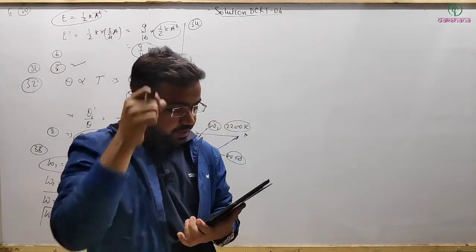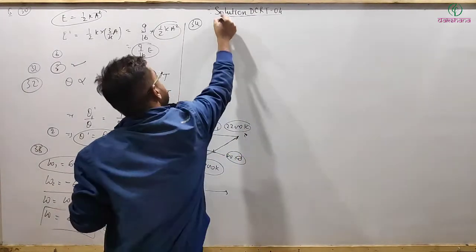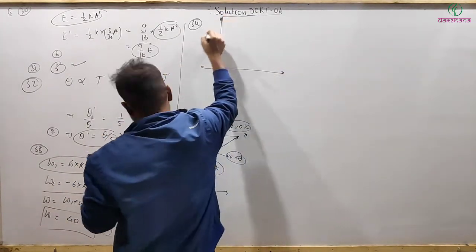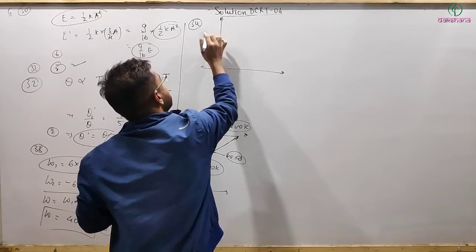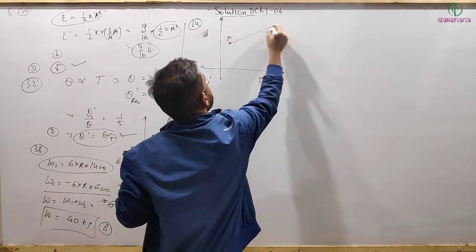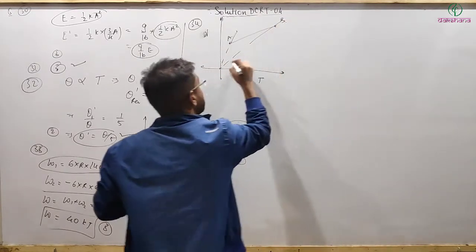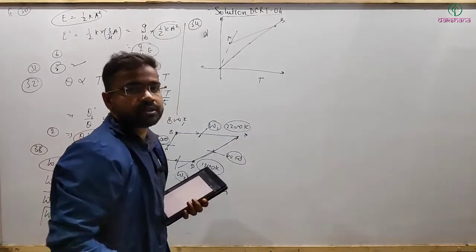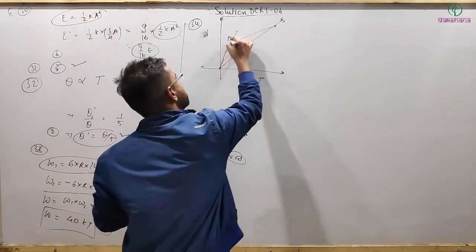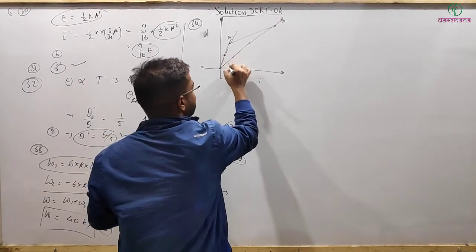Find the correct relation between PA and PB for the given figure. This is given as a V versus T graph. This is A, this is B. So I can actually draw two lines. This is also a constant pressure graph. This is also a constant pressure graph. Pressure lines, these two. But here we need to check the slope.